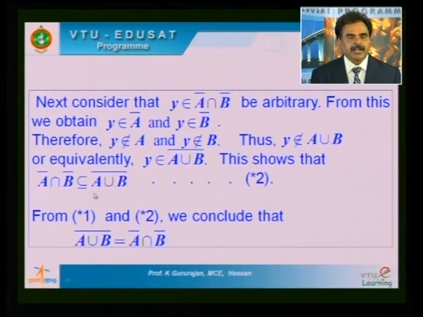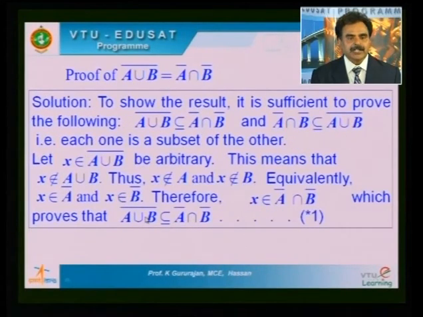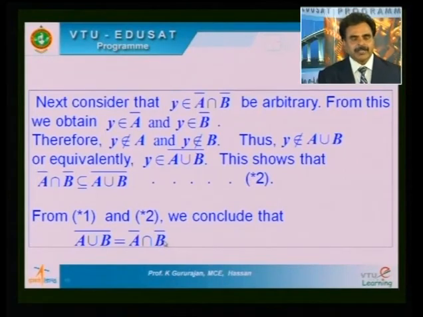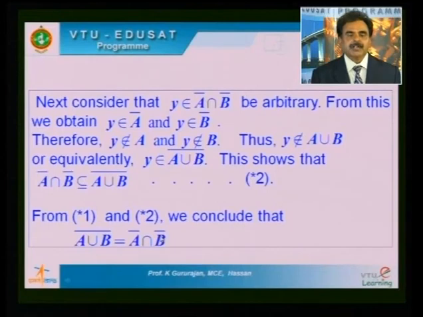Now, from 1 and 2, what is 1? Earlier I have shown that A union B whole complement is a subset of this. Now I have shown A complement intersection B complement is a subset of this. So from 1 and 2 we conclude that A union B whole complement is the same as what? A complement intersection B complement. Understood, all of you? So we can use a mathematical approach, a Venn diagram approach or a membership approach to prove set identities. Understood, all of you?